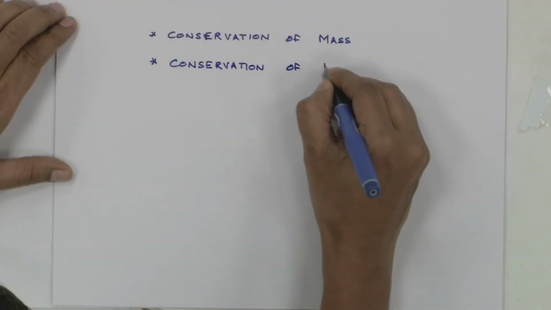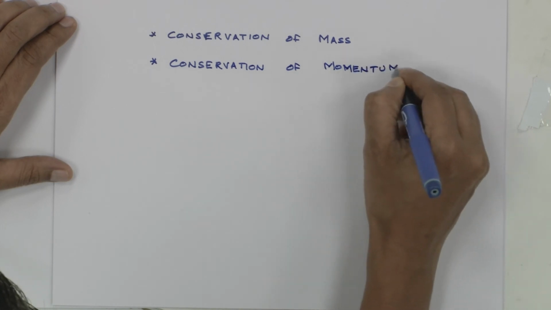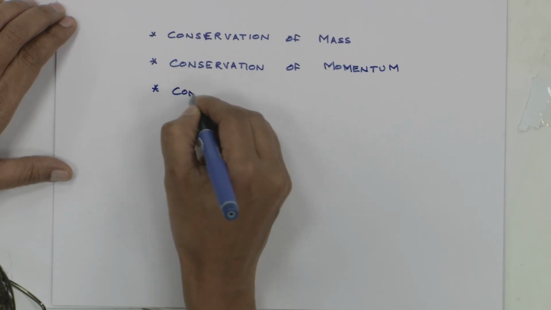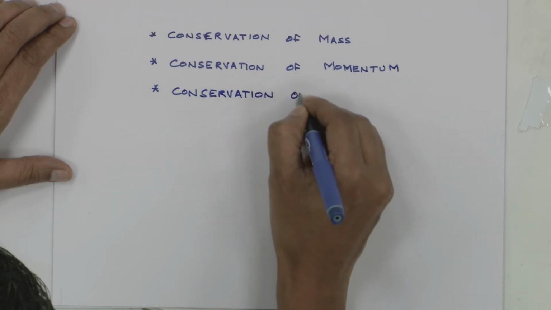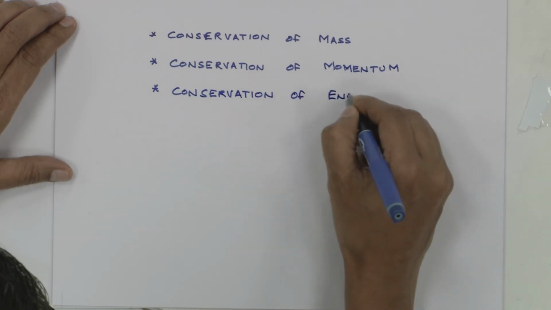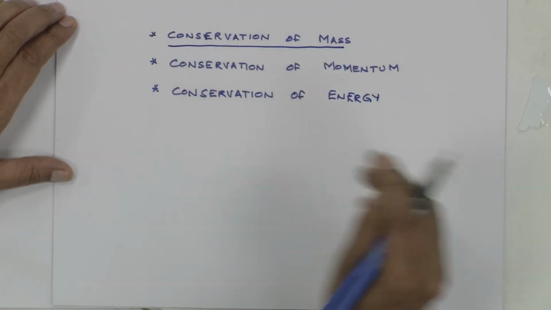The objective of today's module is that we are going to derive conservation of mass, and in subsequent modules we are going to derive conservation of momentum and then conservation of energy. So, this is our broader objective. For today's module, let us take up conservation of mass.